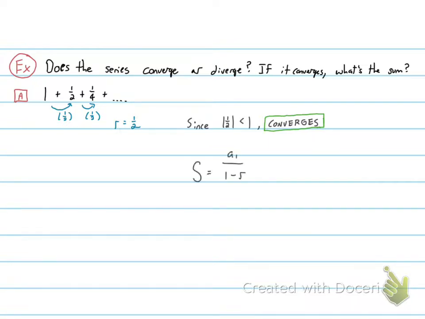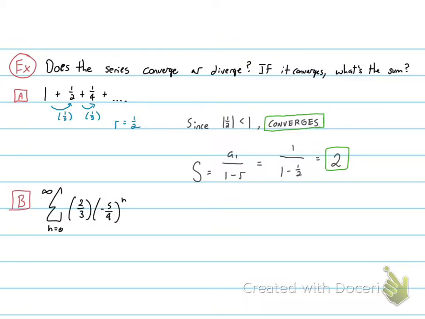Finally, to find the sum, I use that formula. So my first term, 1, all over 1 minus my r value, which is 1/2. That sum will be 2. So that's my sum for the series. This might seem a little bit weird, that if you have an infinite series you would have a sum. We'll talk about this a little bit more in class in more detail.